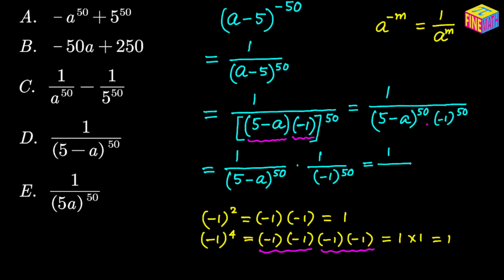Then what are we going to get? Well, we'll have 1 over (5 - a) to the power 50, and then times 1 divided by this, which becomes a positive 1. The negative 1 to the power 50 becomes a positive 1. So ultimately what we got is 1 over (5 - a) to the power 50, and that means D is the correct answer.